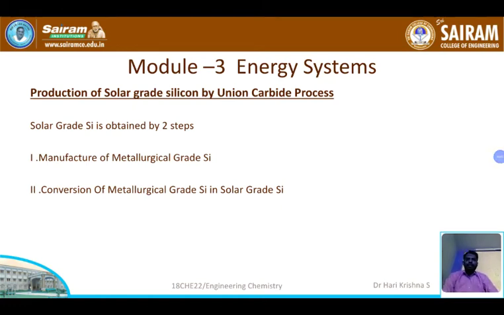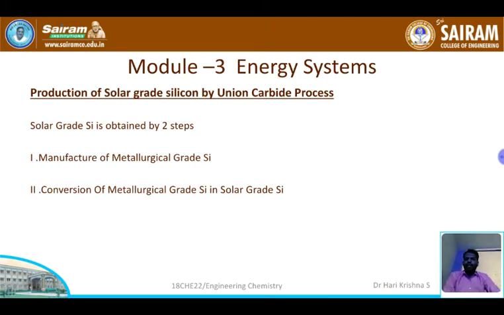Solar grade silicon. I have discussed what photovoltaic cells are, their construction and working, advantages and limitations. Now let us see how to construct these PV cells or photovoltaic cells. Photovoltaic cells are mainly synthesized using solar grade silicon by the carbide process.